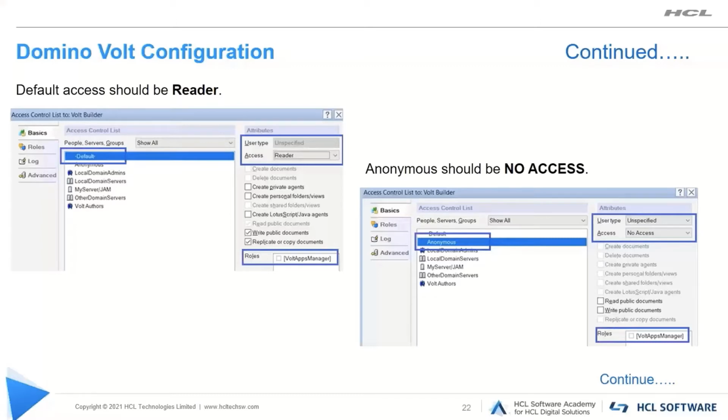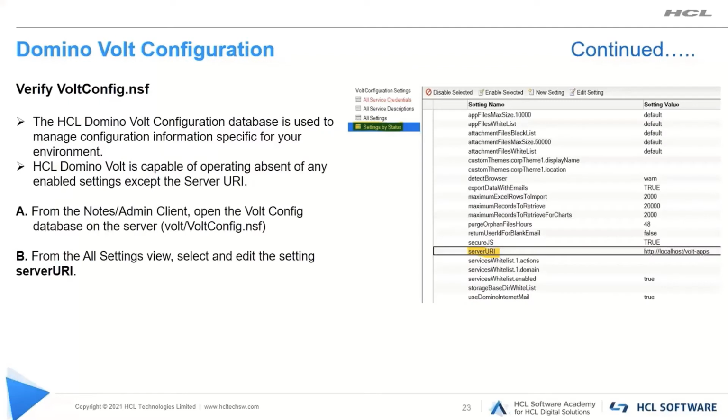Moving to the next slide. The Volt config.nsf database is used to manage configuration information specific to the Domino Volt environment. Setting the server URI configuration must be properly done with the fully qualified domain name of your Domino server. Please note, this is a very important setting because Domino Volt is capable of operating in the absence of any other setting in this database, but not with a misconfigured server URI. Moving to the next slide.